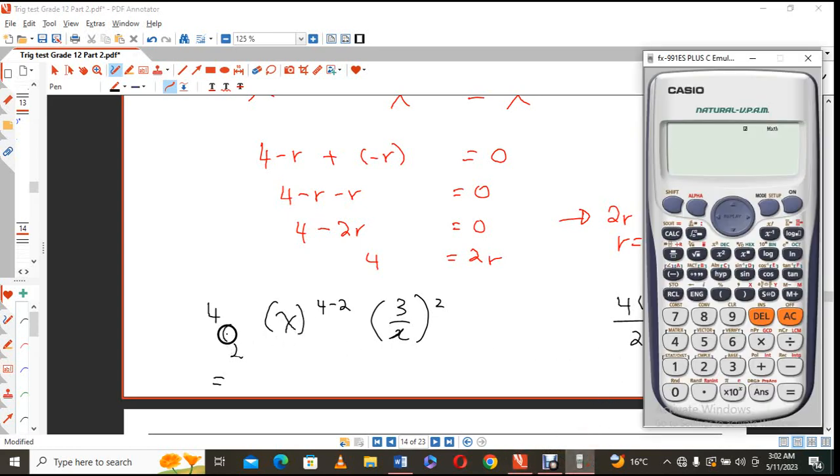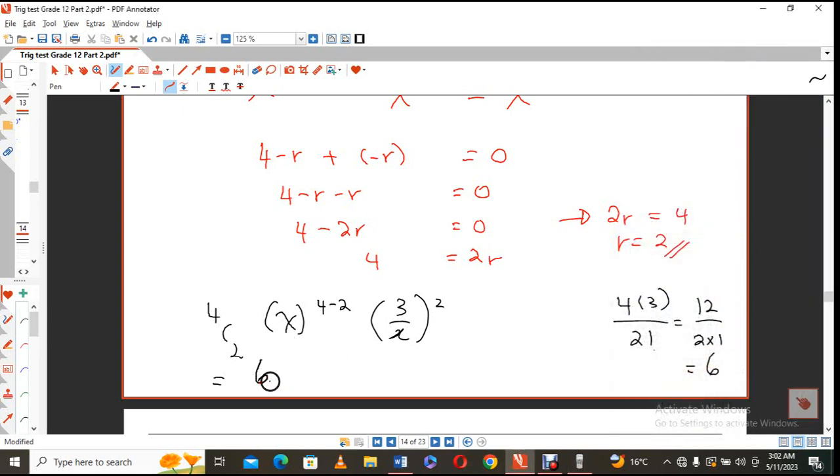Ordinarily, you can also calculate this using your calculator. That is 4 shift, and here on the division, you see choose r, and then you press 2, you get that same 6 as an answer that I got. So this is 6, and you're going to have x raised to the power of 2, all right, times 9 over x squared. So this gives me 54 x raised to the power of 0, and therefore our answer is just 54.